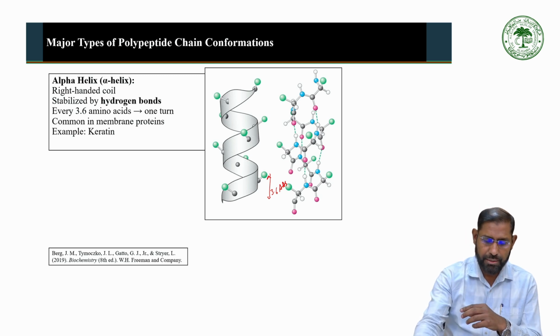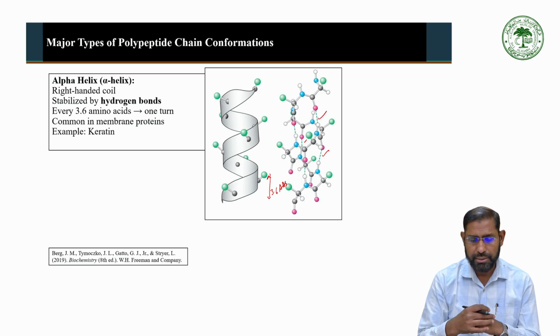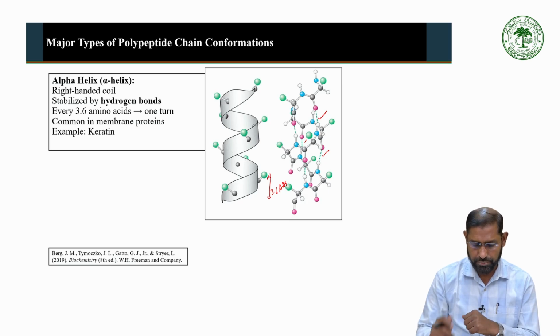You see the backbone has hydrogen bonding. This is a hydrogen bond. Green shows the hydrogen bonds. That gives very good stability to the alpha helical structure.